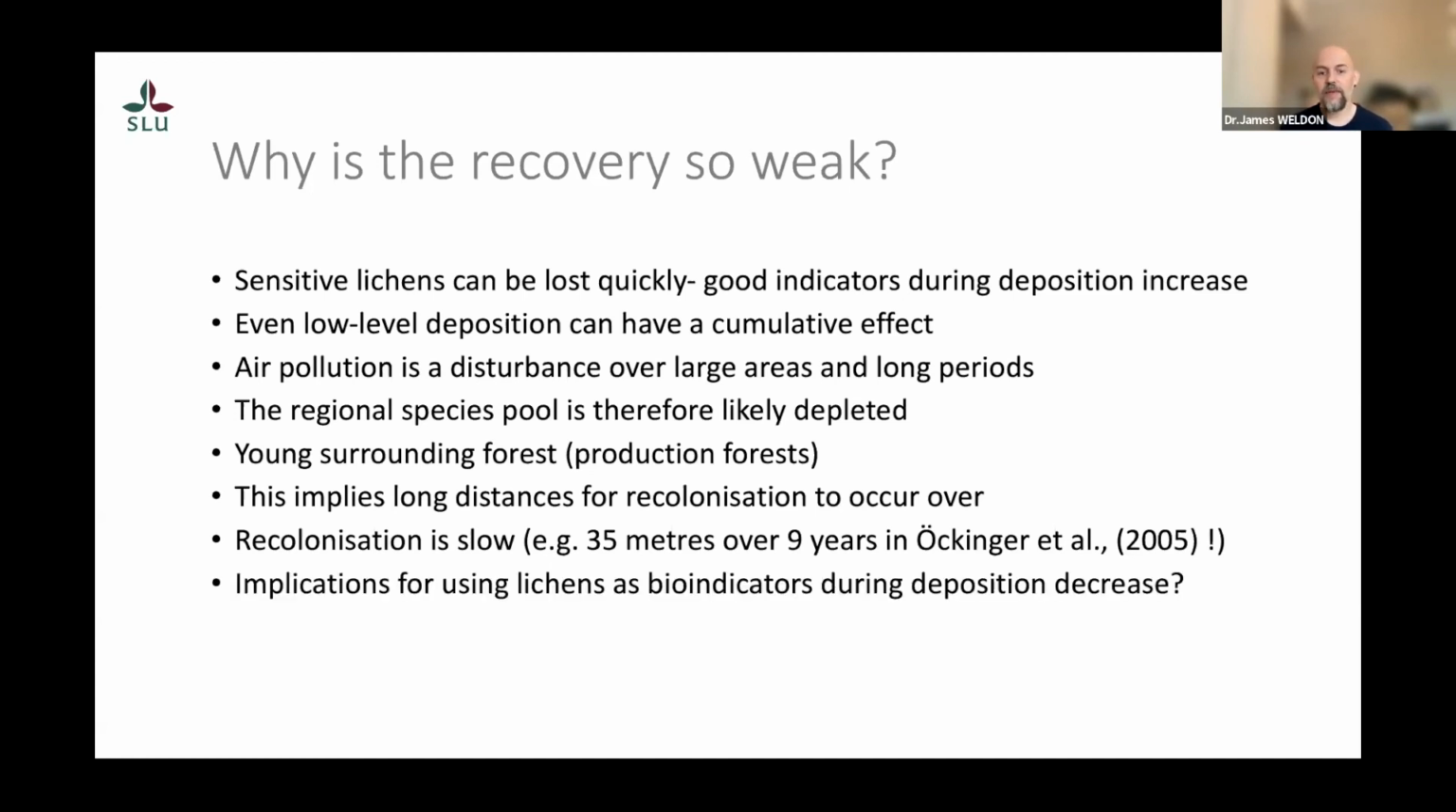And this potentially has implications for using epiphytic lichens as bioindicators during the phase of deposition decrease. The fact that they're absent doesn't, in this case, imply that the air quality is poor. The air quality has improved to an extent that they should be able to recolonize. It's other factors that seem to be coming into play to prevent this recolonization being successful. So it's just something that might need to be borne in mind when using lichens as bioindicators, as surrogates for measurement of actual levels of atmospheric pollutant deposition.